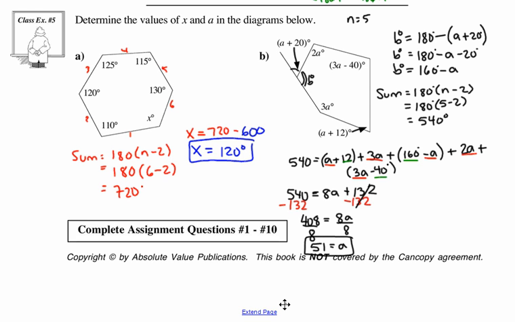Now we're done. All right, so the assignment for this one is 1 through 10.